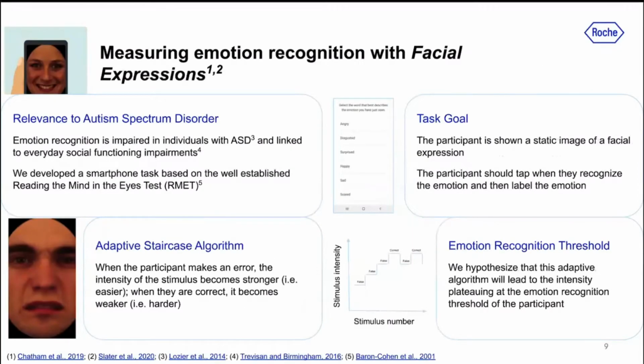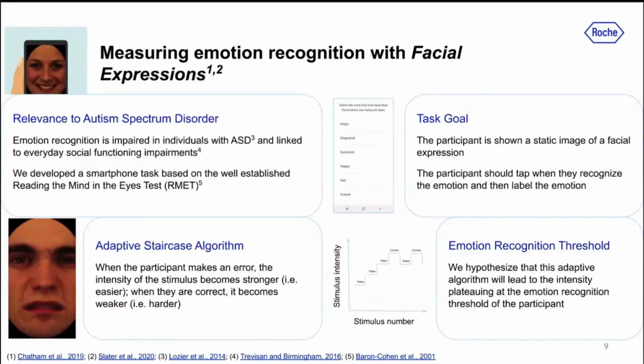Second task is to measure emotional recognition. And we know this is important in autism, specifically also linked to everyday social functioning impairments. And there has been a task which is used in the academic literature called Reading the Mind in the Eyes test for measuring emotion recognition. And we developed a similar task for the smartphone.